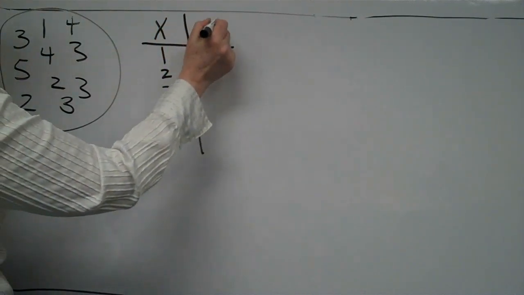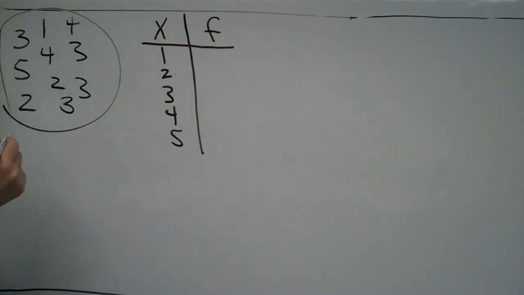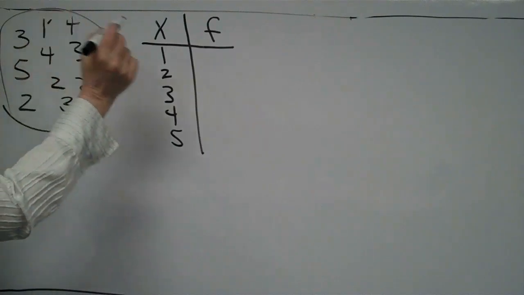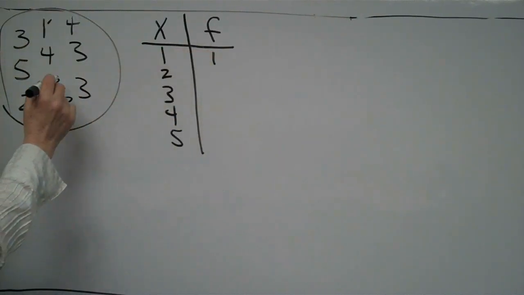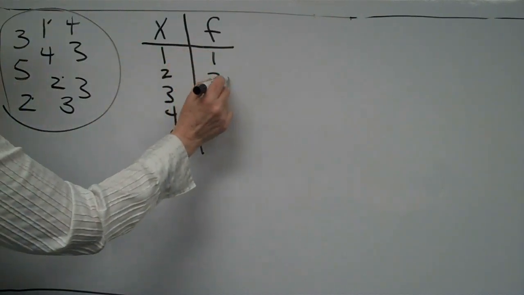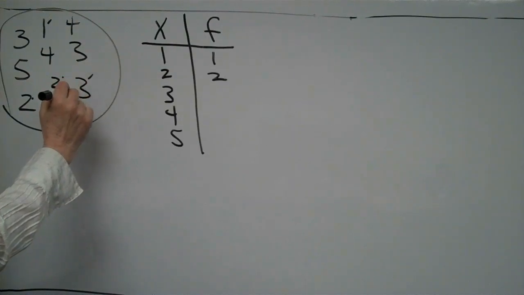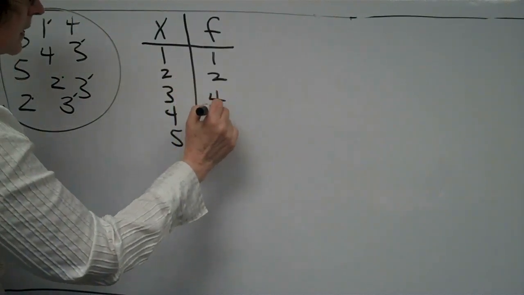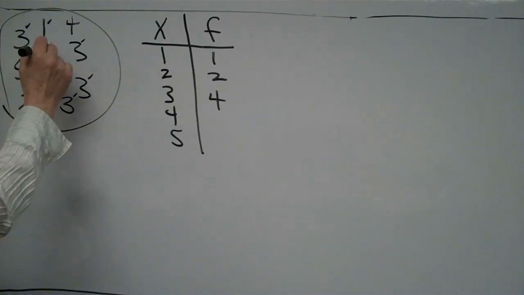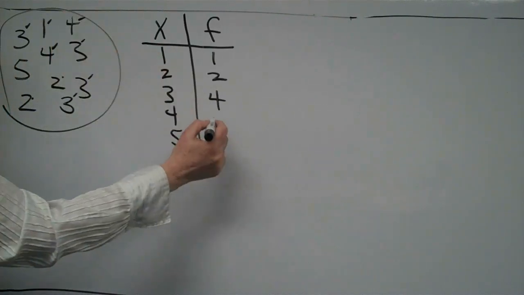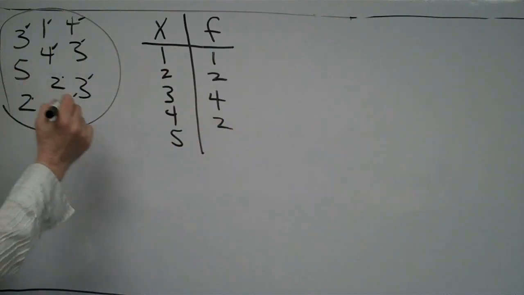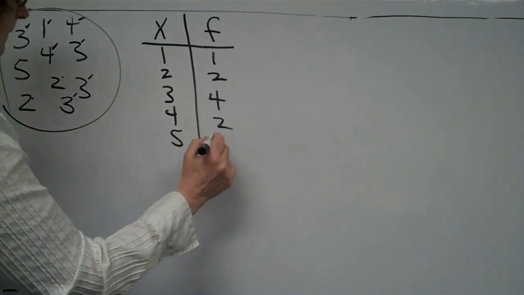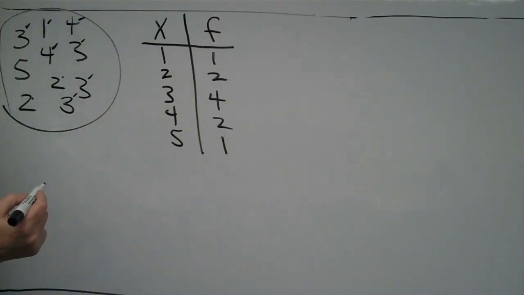Then we count the frequency of each. So there's 1 1, and there's 2 2s, and there's 1, 2, 3, 4 3s. And if we look, we see 2 4s, and the final one is 1 5. This is the frequency distribution in a table form.